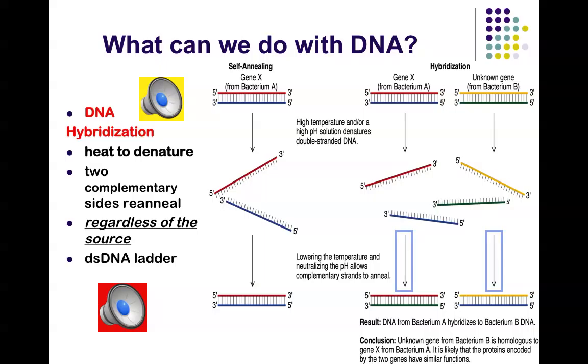So DNA hybrids: single-stranded DNA allowed to anneal, or hydrogen bond, to form double-stranded DNA. And again, the two single strands could be from two different sources.